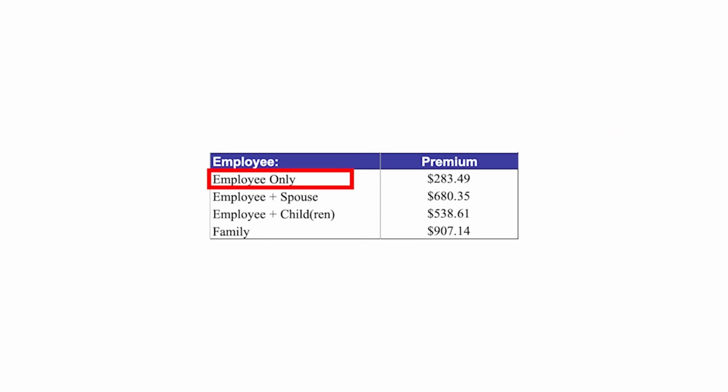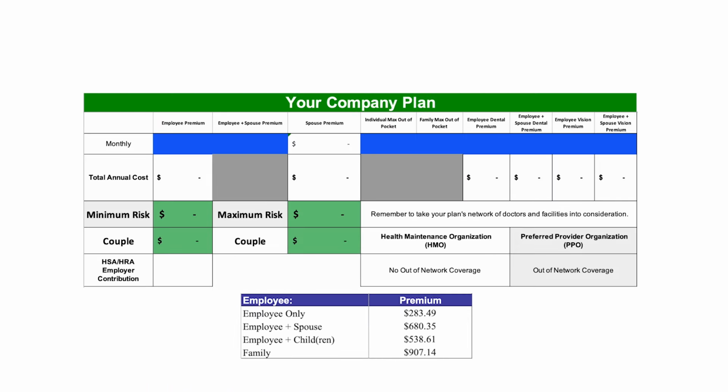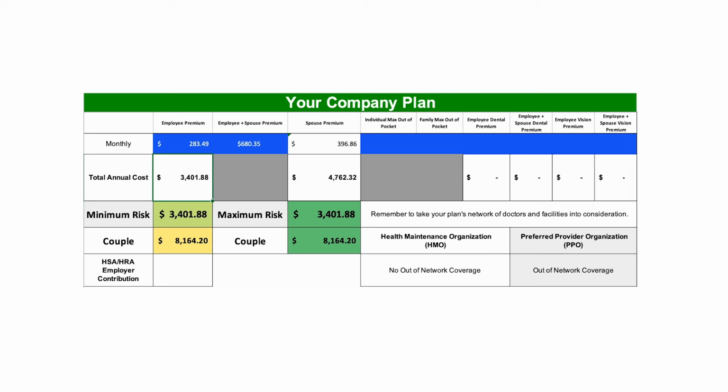There is an employee-only cost, an employee plus a spouse cost, an employee plus children cost, and a family cost. Most seniors are looking at employee only or employee plus spouse. I recognize that there are exceptions, but we're just looking at those two for this video. So this plan in particular has the employee paying $283.49 per month for employee only health insurance premiums and $680.35 per month for employee plus spouse. Notice that there's a big difference when adding the spouse in this case, and I'll hit on that significance once this is all filled out.